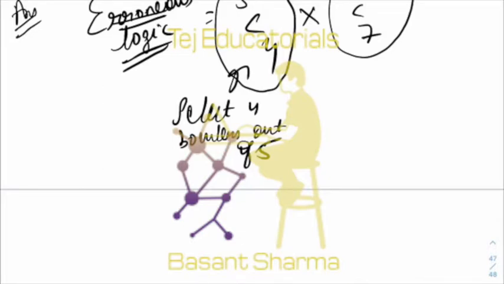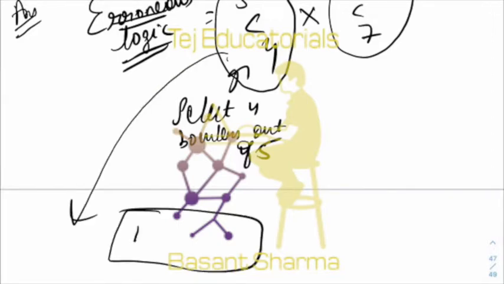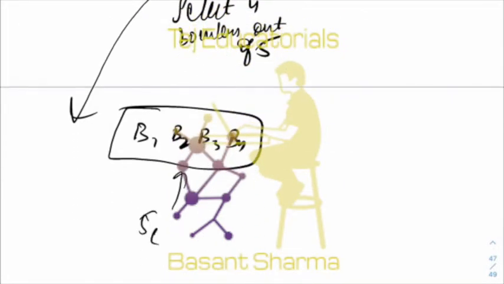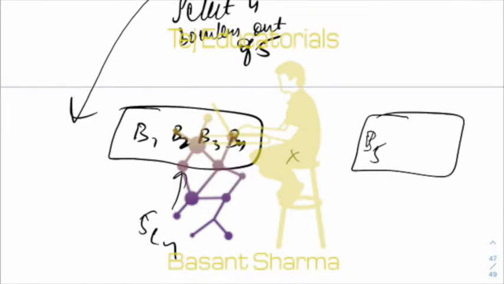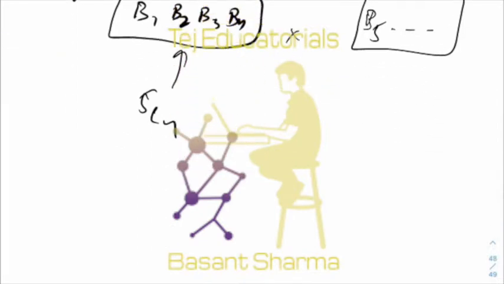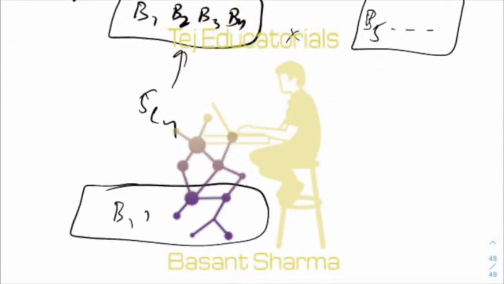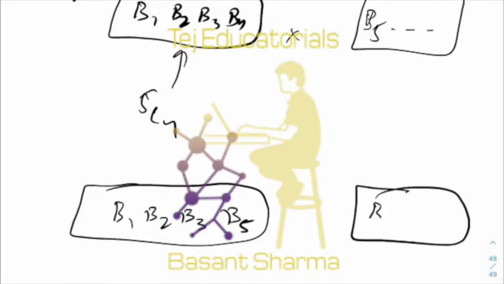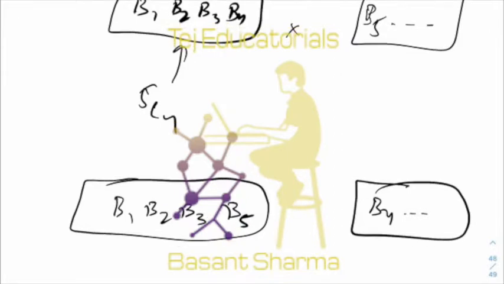You see, suppose in 5C4, one of the selections might be that these 4 bowlers are selected. This corresponds to 5C4. And corresponding to 13C7, suppose B5 was one of the people selected. But you can also get B1, B2, B3 and B5 here, and you can get B4 somewhere in this selection. Both are the same choices.